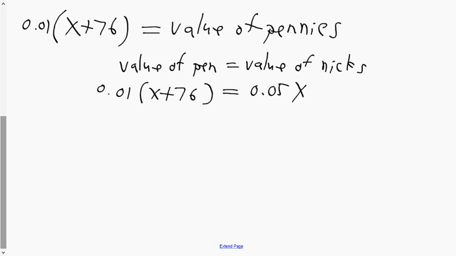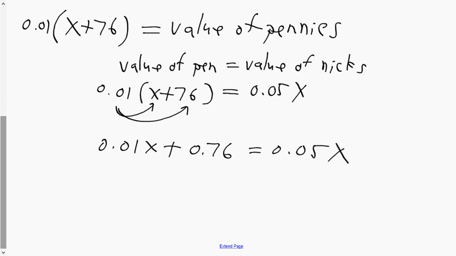So as Logan will tell you, on the left-hand side, we need to utilize, of course we do, distributive property to simplify the value of the pennies, which will be 0.01x plus, don't grab your calculator, because when you multiply a number by hundredths, you move the decimal 2 places to the left. So 0.01 times 76 will be 0.76, is equal to 0.05x. I have variables on both sides. I'm going to get rid of this one by subtracting it from both sides.